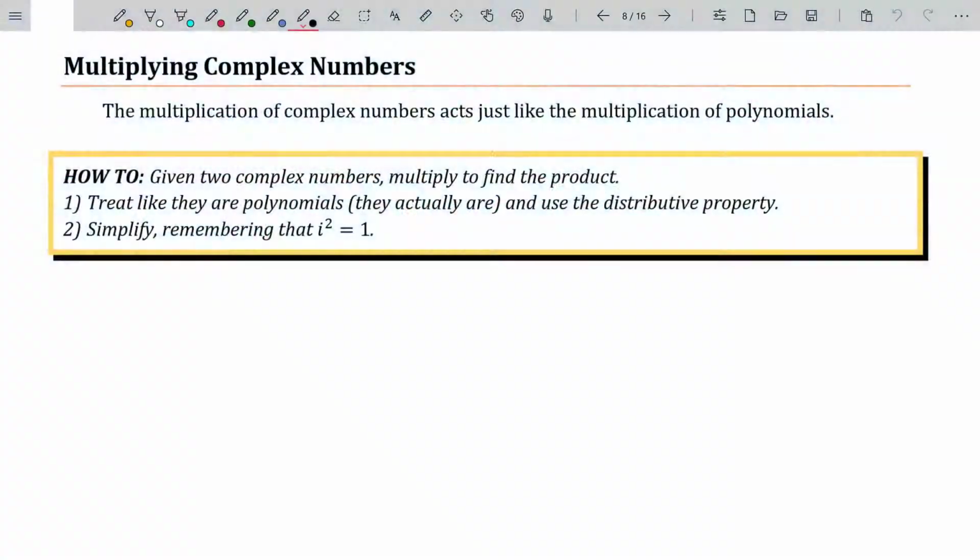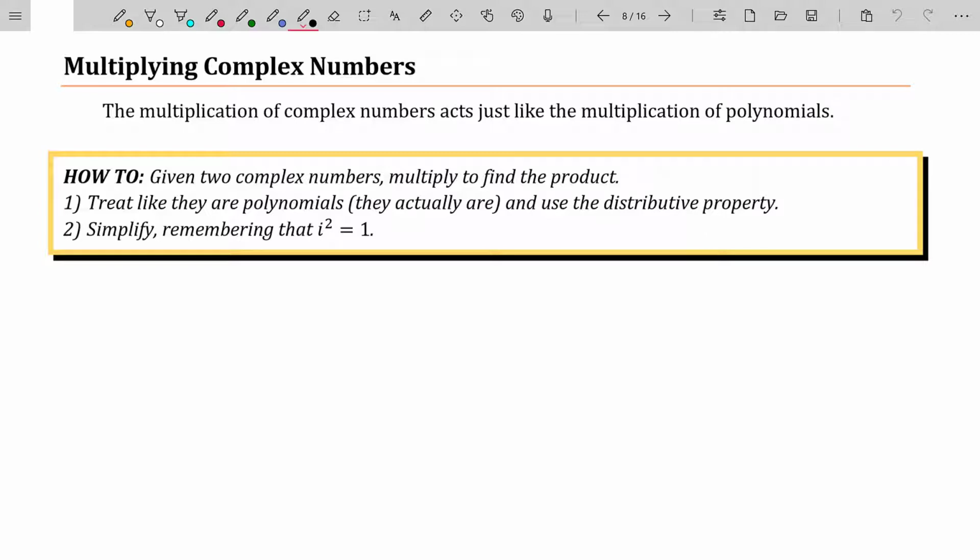Hello, my name is Roy Simpson, professor of mathematics at Cosumnes River College in Sacramento, California. This video is yet another video in a series on complex numbers. You should have just watched the video on adding and subtracting complex numbers. Now we go into multiplying complex numbers. Notice that we're not talking about dividing complex numbers because that's a little bit different.